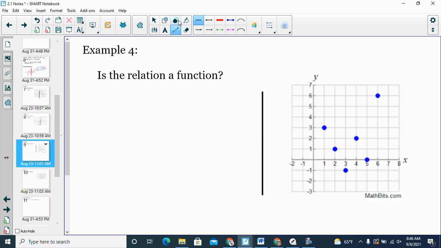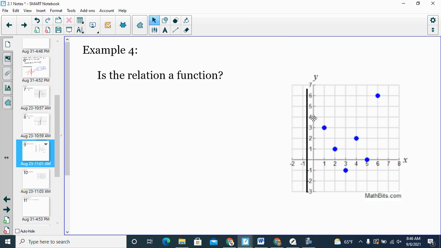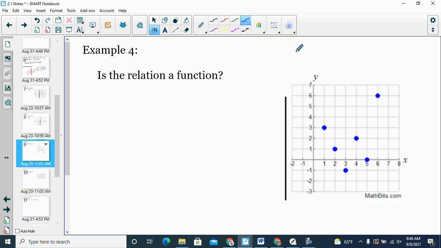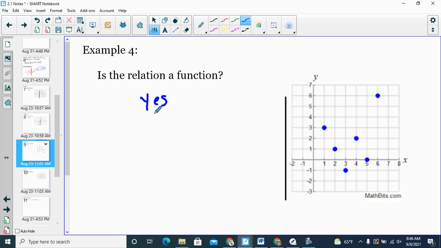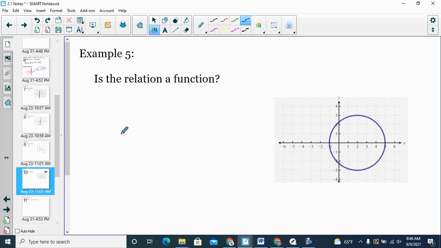If it's just points, you do the same thing. Only passing through 1 point, 1 point, 1 point, 1 point, 1 point, 1 point. Yes, it is a function. If it looked like this, now it would not be a function. This one, notice, is not a function.